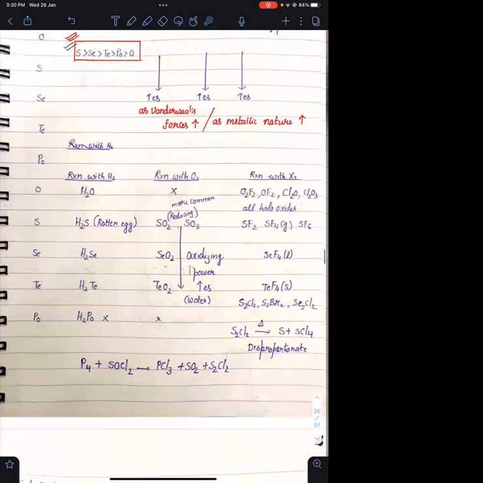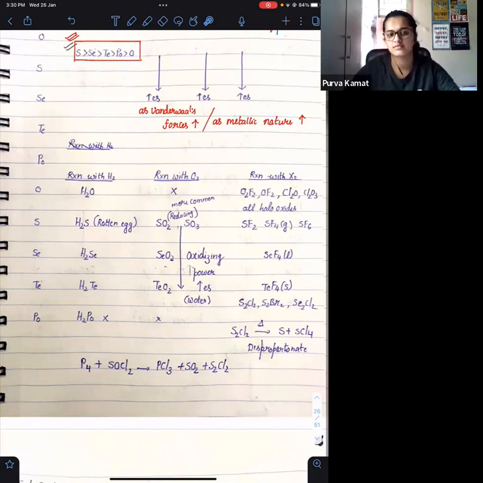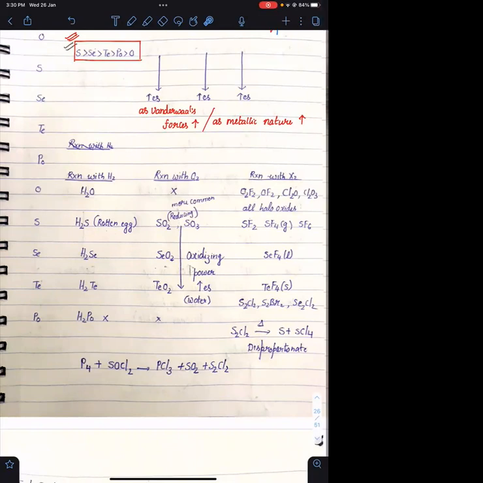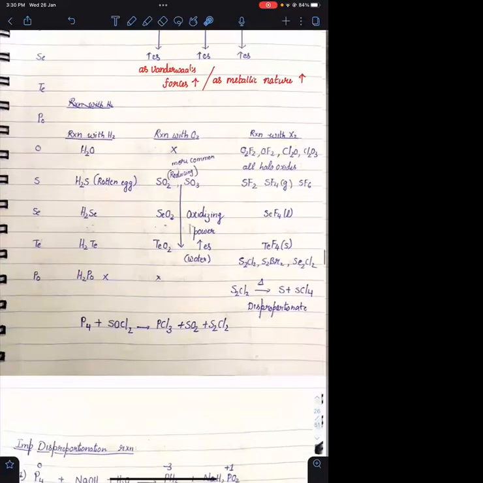Next, reaction with hydrogen. All of them can react with hydrogen to form hydrides. With oxygen, you'll be forming H2O. With sulfur, you'll be forming H2S. H2S has rotten egg smell. Which has rotten fish smell? Phosphine, PH3. And that phosphine is obtained whenever you're reacting P4 with NaOH. Okay, P4 with NaOH, you will be getting a phosphine. Selenium, H2Se, tellurium, H2Te, polonium, H2Po, but we won't be discussing about this because polonium is radioactive.